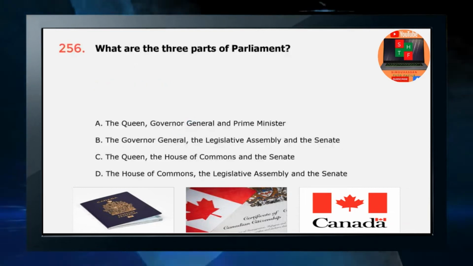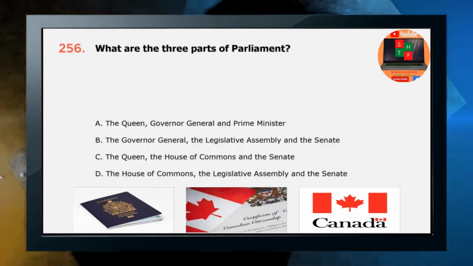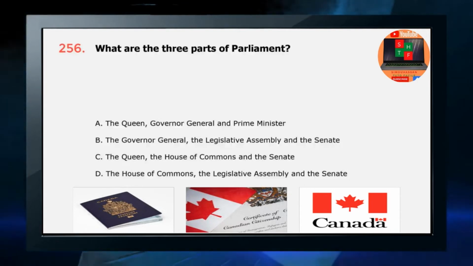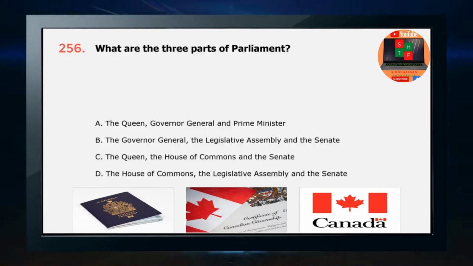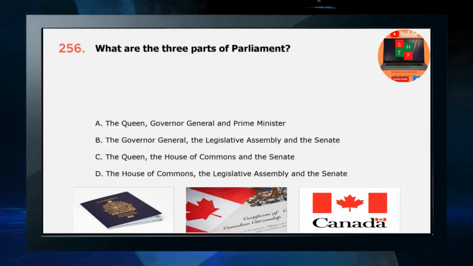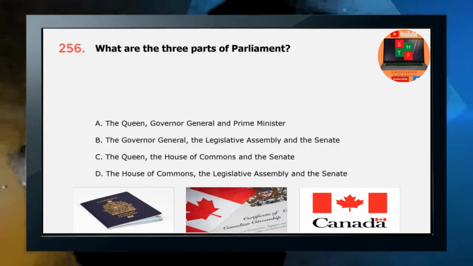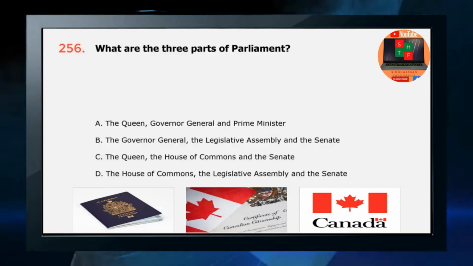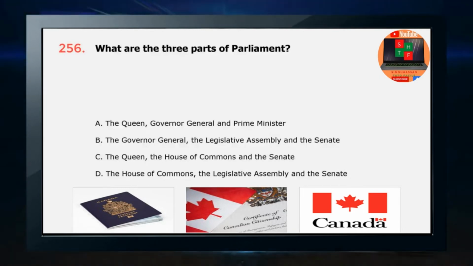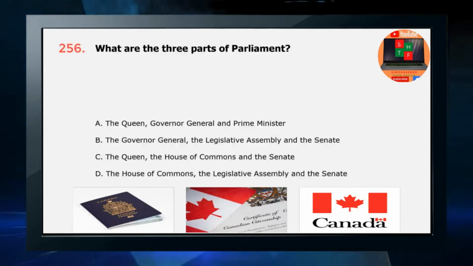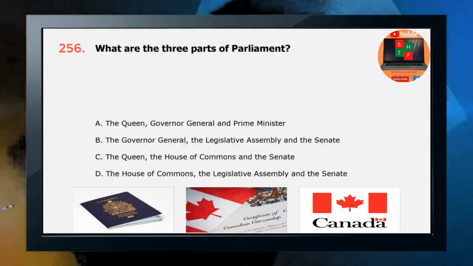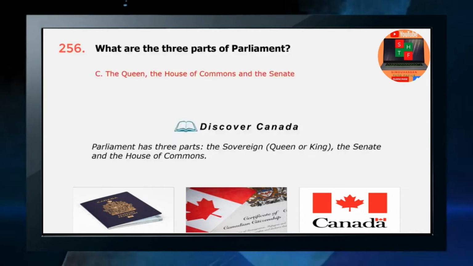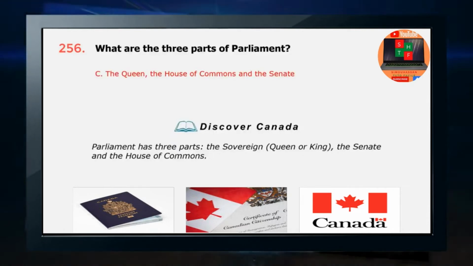Question 256. What are the three parts of Parliament? A. The Queen, Governor-General and Prime Minister. B. The Governor-General, the Legislative Assembly and the Senate. C. The Queen, the House of Commons and the Senate. D. The House of Commons, the Legislative Assembly and the Senate. The answer is C. The Queen, the House of Commons and the Senate.